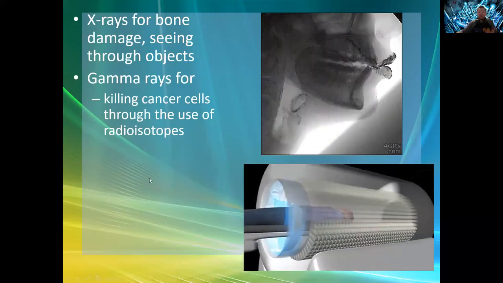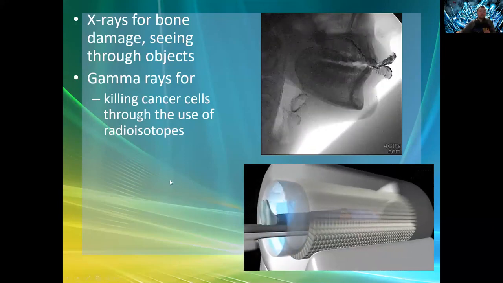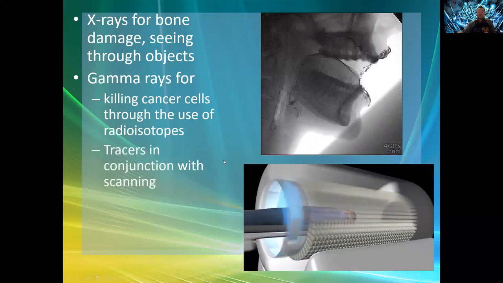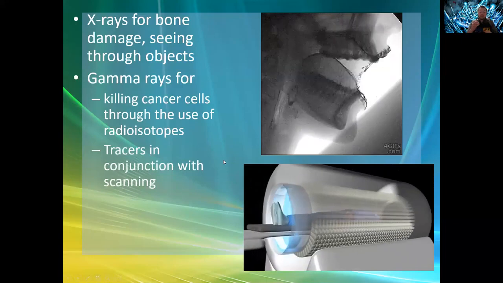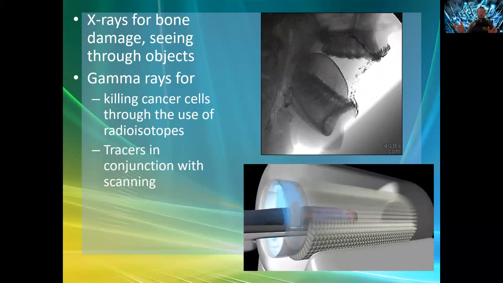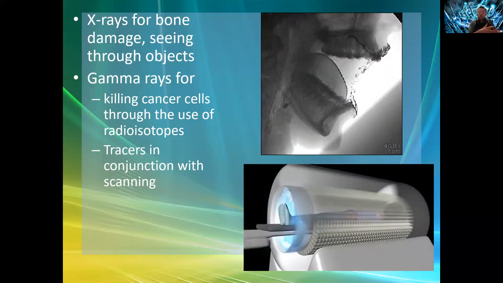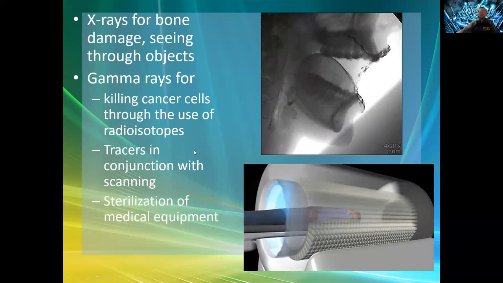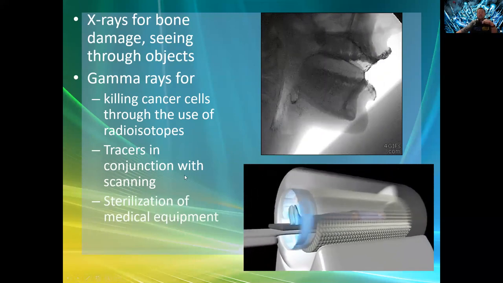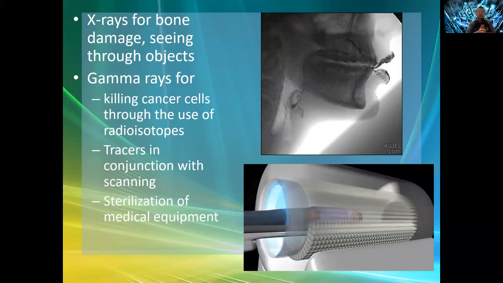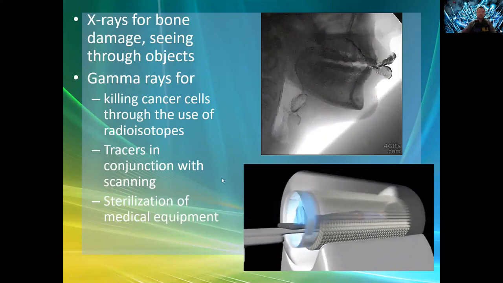And we do that through the use of radioisotopes, unstable versions of elements. We can use them as tracers to go through the body, and they go to specific portions of the body, and then we use some type of imaging machine to find out where those chemicals are and see if there's any problems with it. And then finally, we can use gamma rays for the sterilization of medical equipment. These are all things that humans do to use portions of the EM spectrum.